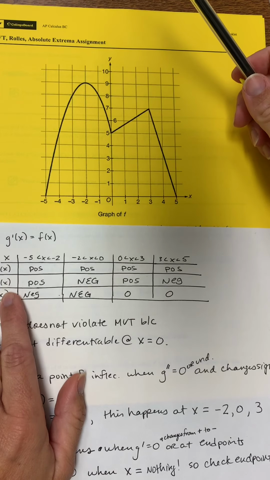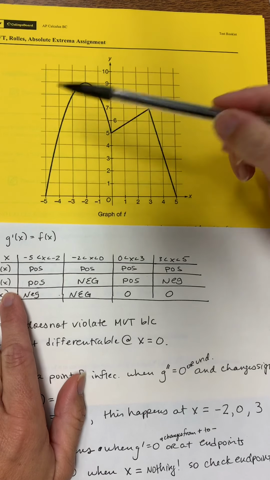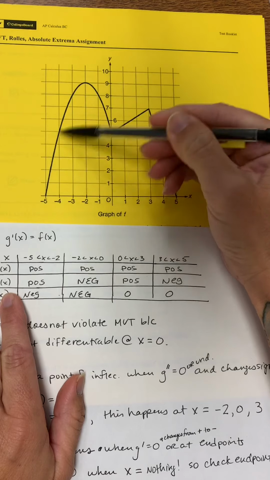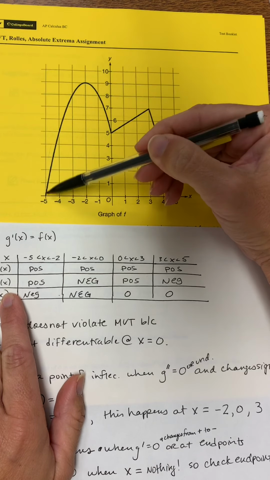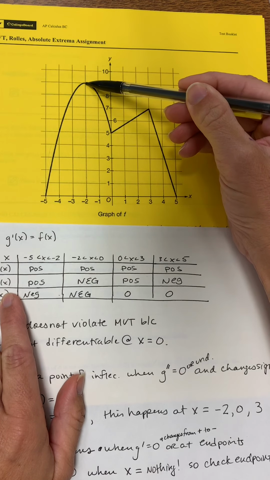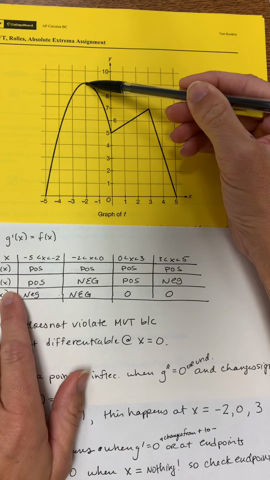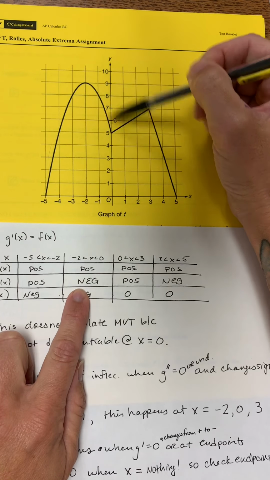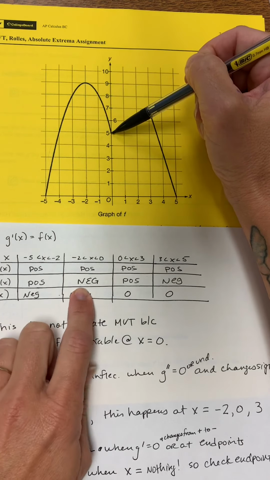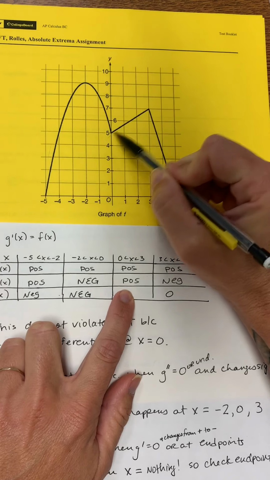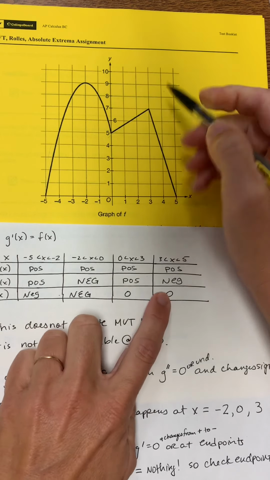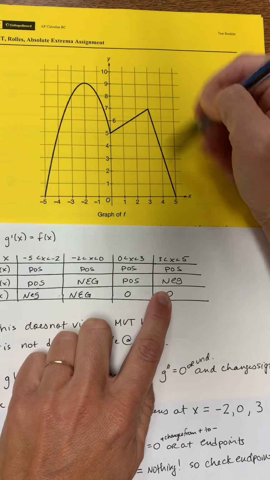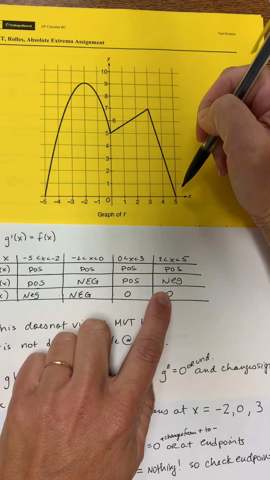My derivative from -5 to -2. So the derivative of F is the slope of the tangent line. Well, F is increasing, so my tangent line will have a positive slope. F is decreasing, so my tangent lines will have negative slopes. F is increasing, so my tangent lines will have positive slopes. And decreasing, my tangent lines will have negative slopes, or my derivatives will be negative.